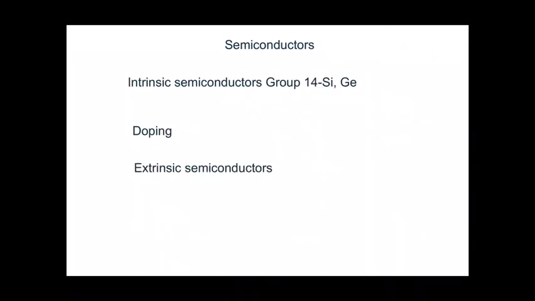Now we'll see more about semiconductors. Semiconductors are usually elements belonging to group 14. Example, silicon, germanium, and they are known as intrinsic semiconductors. Even though they are conducting, the extent of their conductivity is very low. It is not useful for any practical purposes as the current generated is very less.